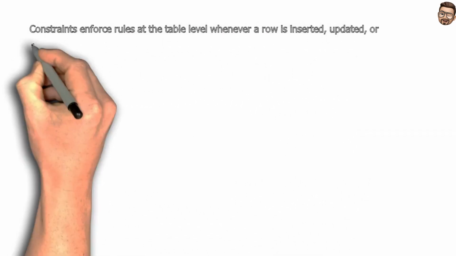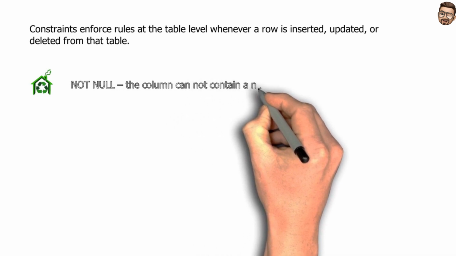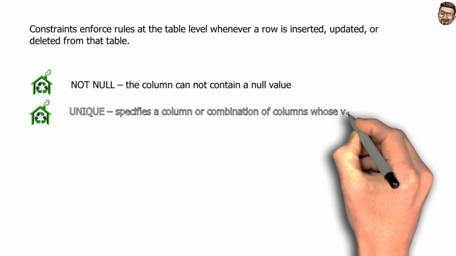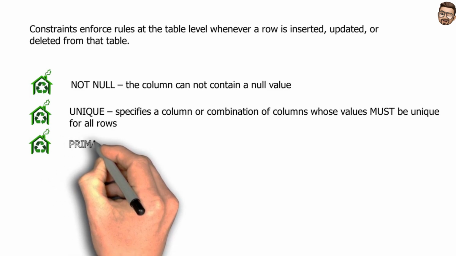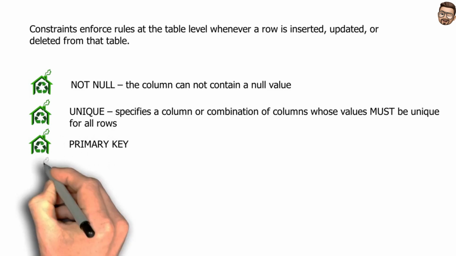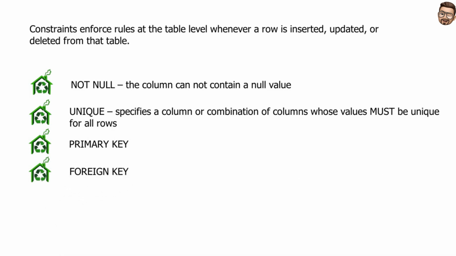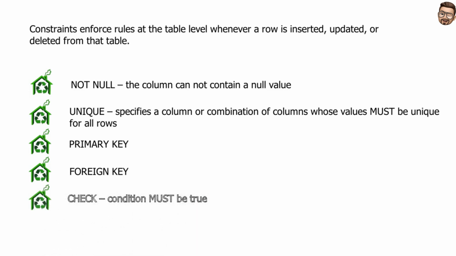The Oracle server uses constraints to prevent invalid data entry into tables. Constraints enforce rules at the table level whenever a row is inserted, updated, or deleted from that table. Constraints prevent the deletion of a table if there are dependencies. The following constraint types are valid: not null, the column cannot contain a null value; unique, specifies a column or combination of columns whose values must be unique for all rows; primary key; foreign key; and check constraint, where the condition must be true.